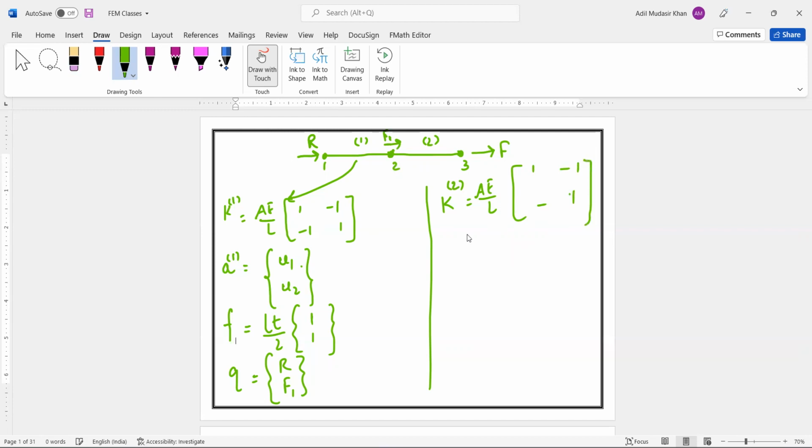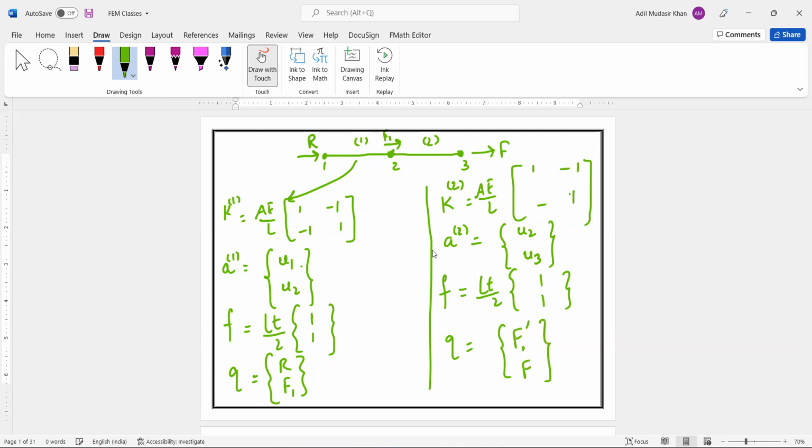Okay. And we'll be having now for element 2 the nodal displacement matrix will be U2 and U3. And F will be equal to LT by 2, 1, 1. And as far as Q is concerned, the Q matrix will be equal to F. Now, you have this element into consideration. So we'll write this as F1 prime and F.